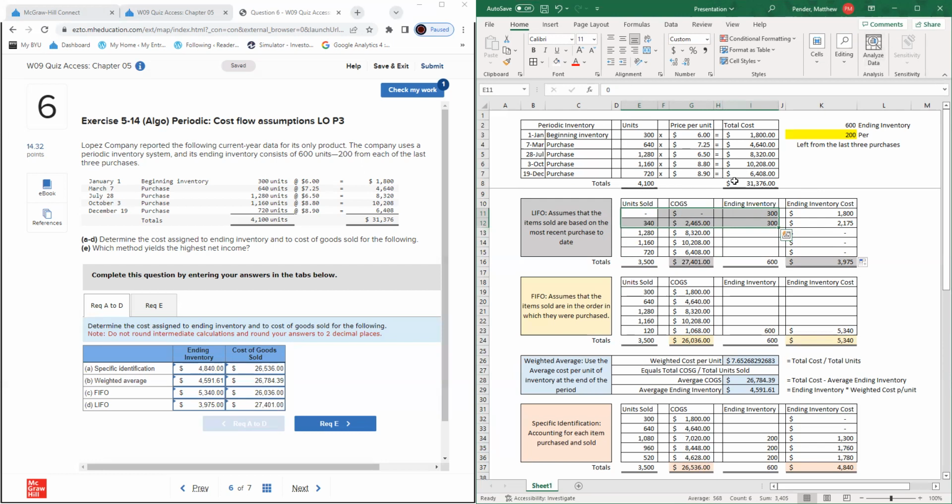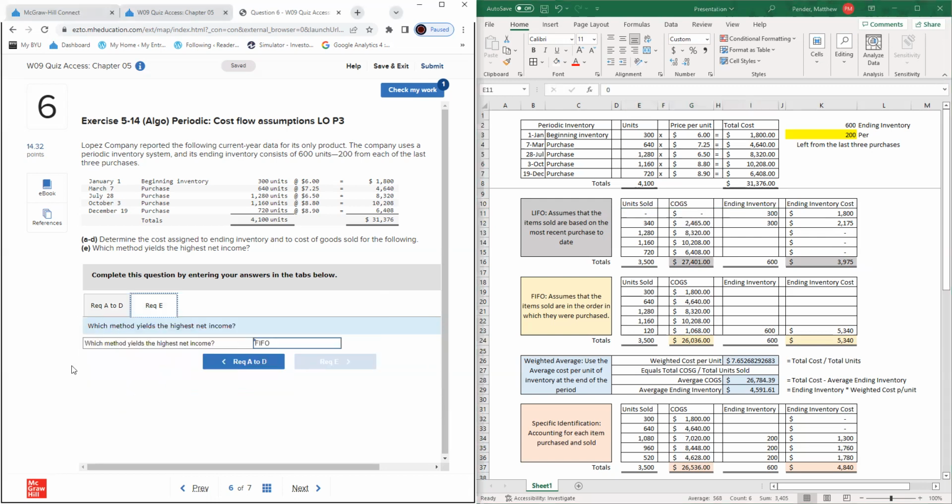And again, it helps to pre-populate this information and just go over your knowns. Good. So from here, the next question asks, which method yields the highest net income? I selected first in, first out.